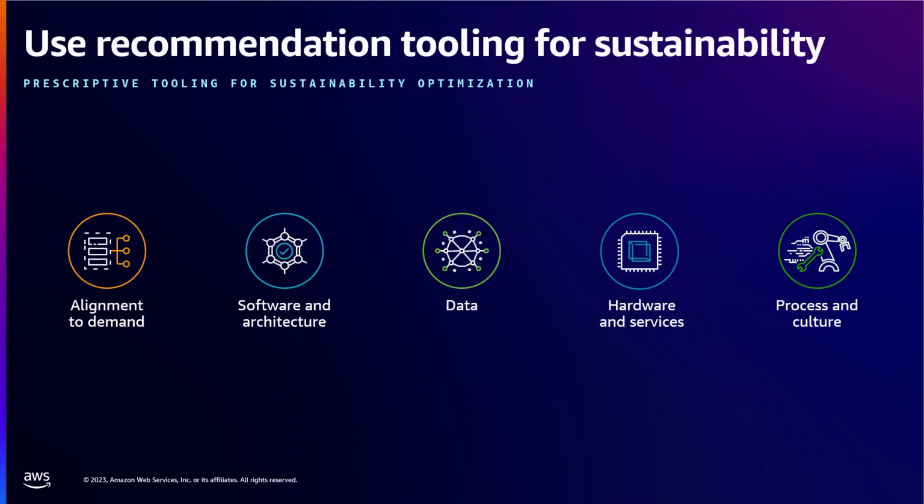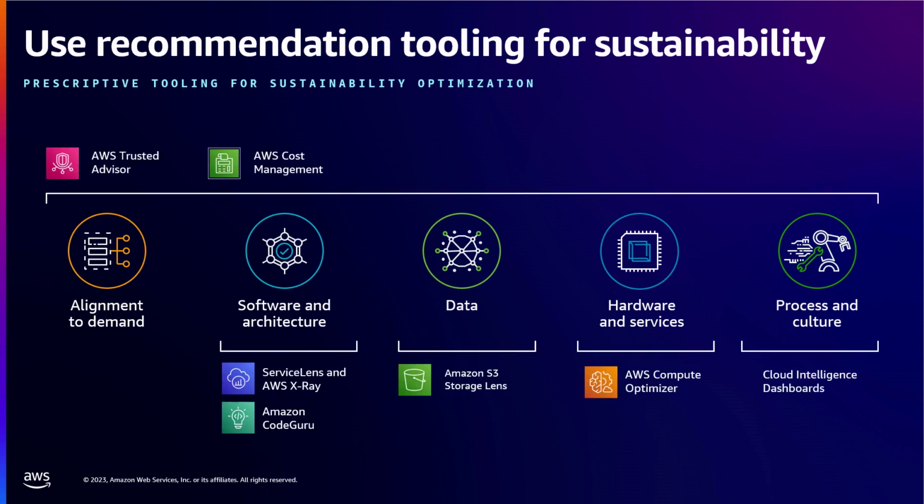If you think back to the topics of the Well-Architected pillars, most also have prescriptive tooling that continuously analyzes your usage and understands where there's potential for optimizations. They check typical improvements. CodeGuru can identify expensive code that you can optimize. S3 Storage Lens can help you to identify cold storage buckets where you have barely accessed objects.